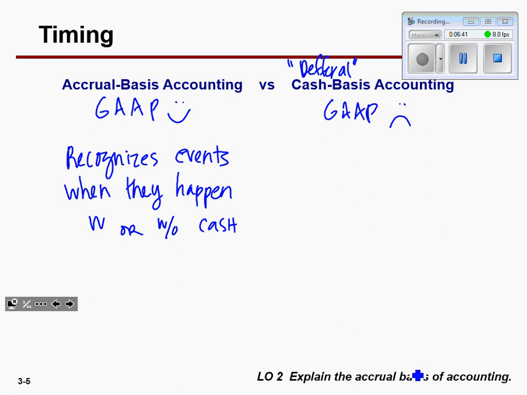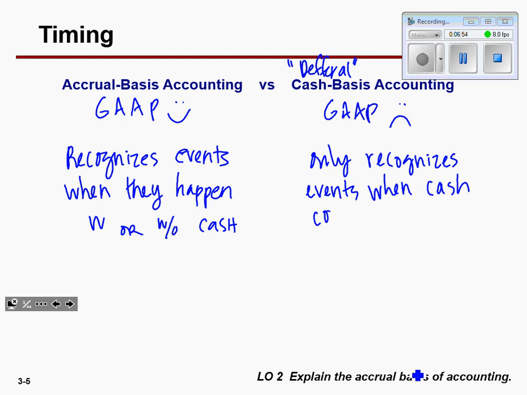So then cash basis only recognizes events when the cash comes in, or out for that matter. Yes. It typically has to do with cash. Yep, good question.